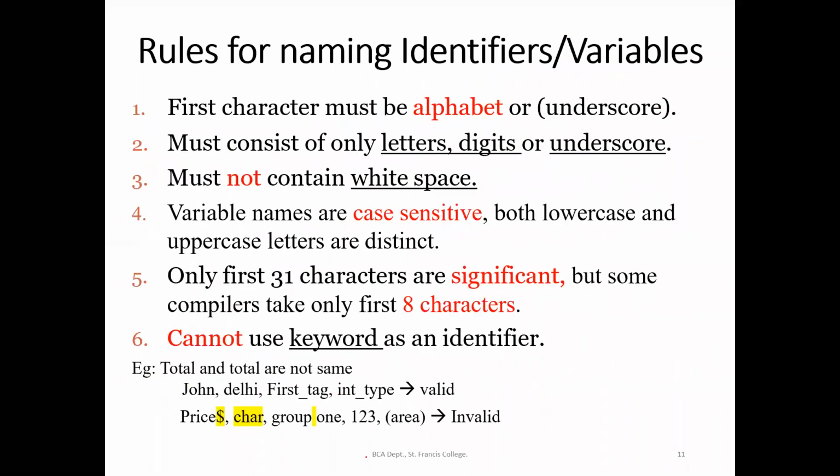So here I have kept the example, and the rules also. First character must be an alphabet or underscore. Here you see examples for variable declaration: total, John, Delhi. All these are examples for the variable name. You can start with an alphabet or you can start with an underscore, but you are not supposed to start with a digit. All those which are valid, I have given in this first line.